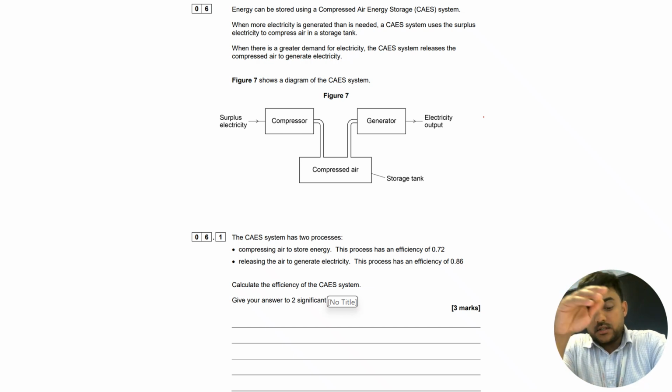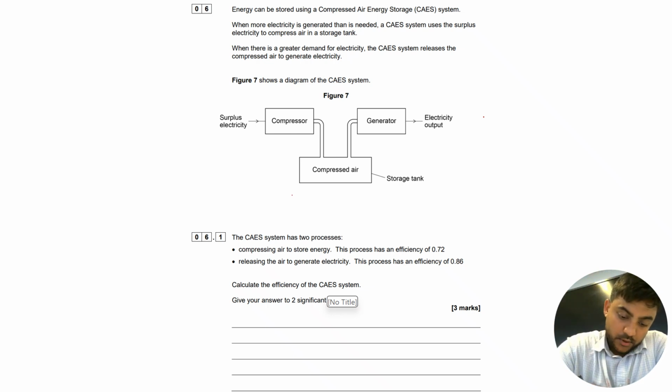So surplus electricity goes into the compressor, air is compressed, compressed air is stored, and then when you need energy, you let the compressed air out, and the generator spins and electricity is outputted. The CAES system has 2 processes: compressing air into the store, which is 0.72 in its efficiency, or 72% efficient, and this process, which is 86% efficient, 0.86.